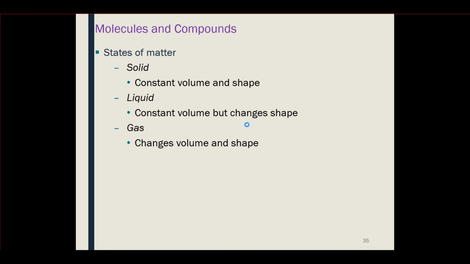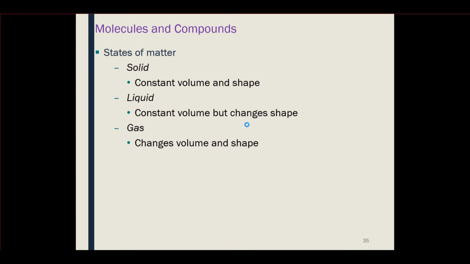Okay, so the last thing that we want to go over, when we have new compounds and molecules formed, we have three states of matter. We can have solids, kind of hard things. These are things that have constant volume and constant shape. Your desk that you're sitting at maybe today is the same as what it looked like yesterday, and it's going to be the same as it looks like tomorrow because it is solid.